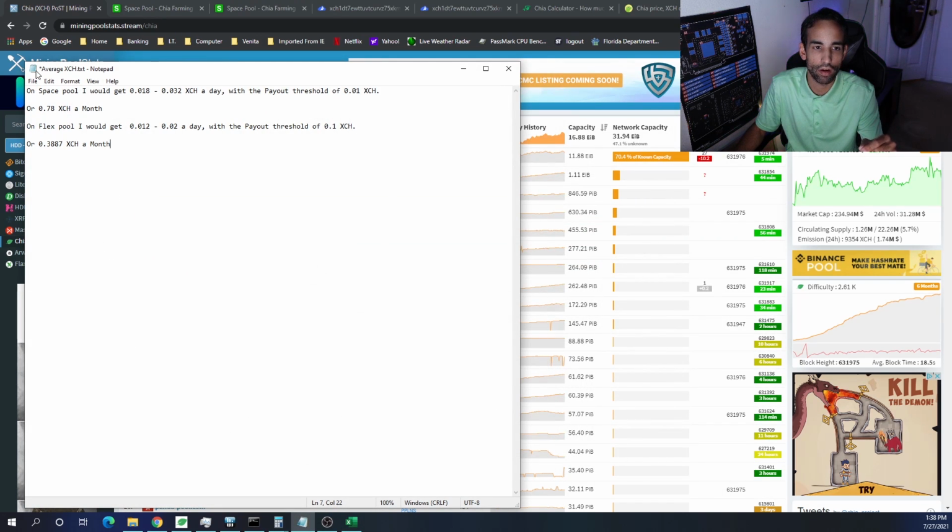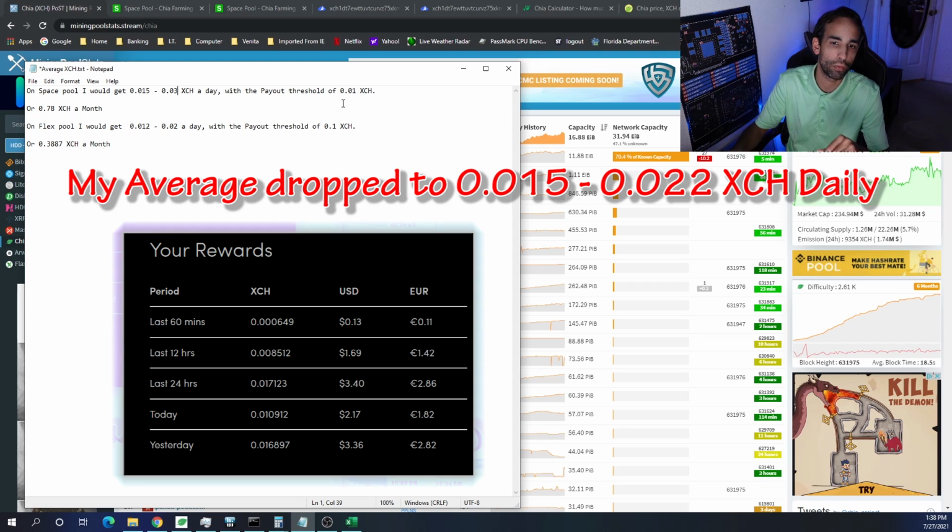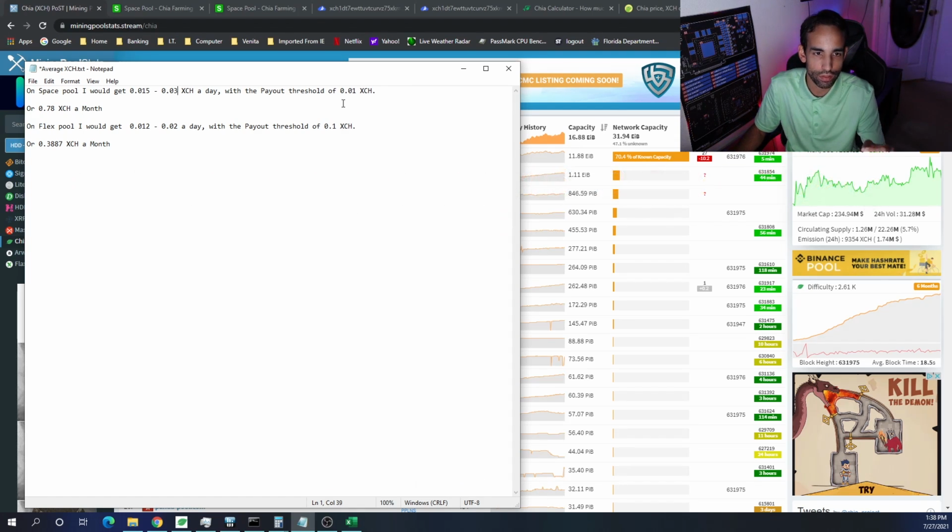What I saw on average was when farming, which is the correct terminology that Chia devs and people tell me, is that farming on Space Pool, I see on average, and I actually bumped this down because this is data accumulated over time, on average 0.015 to 0.03, bumping that down, Chia a day. It really depends also on luck and a couple other variables, with a payout threshold of 0.01.